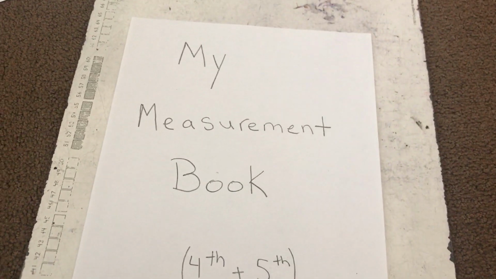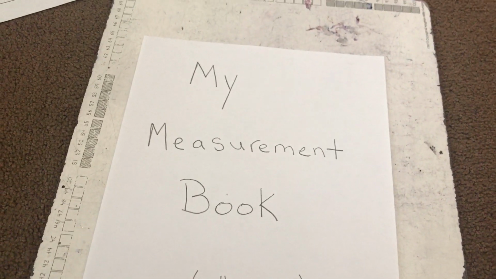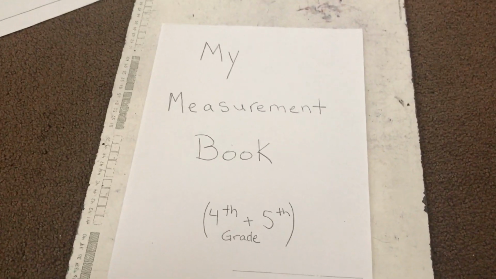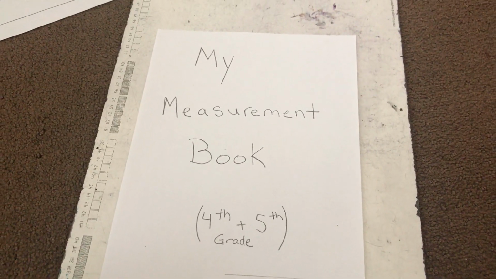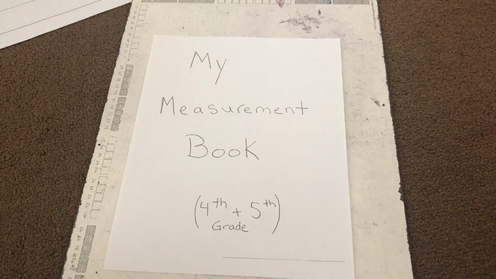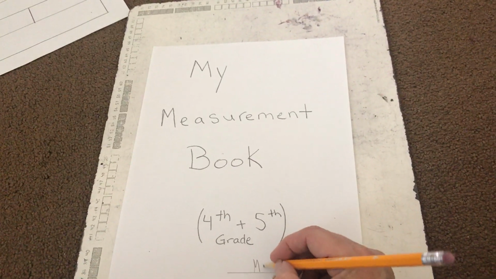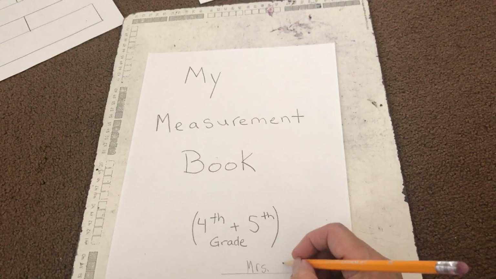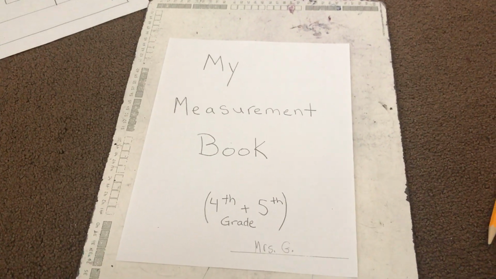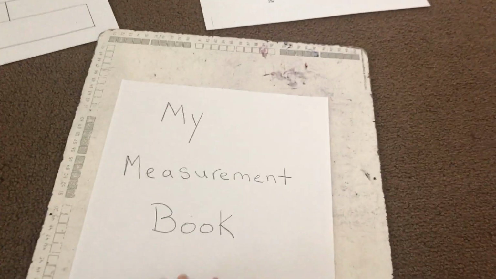If we were making this in class, my other book has the title on construction paper, but whatever. I want you to write "My Measurement Book" and then in parentheses "4th and 5th grade," and then at the bottom just put your name. And you know you can always pause the tape. Okay? So there we go. My measurement book.